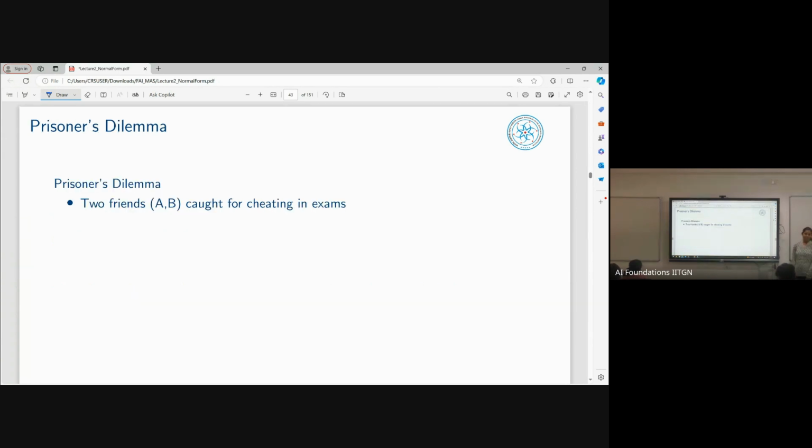Okay, now let's begin with the most famous game, which is widely known, the Prisoner's Dilemma. Slightly bringing it to your context. So there are two friends, and they have been caught for cheating in the exams. Right. Now, the invigilator takes both of them to two different rooms. So, why two different rooms? Because they are not able to communicate with each other. So, there's no cooperation. They are all by themselves.